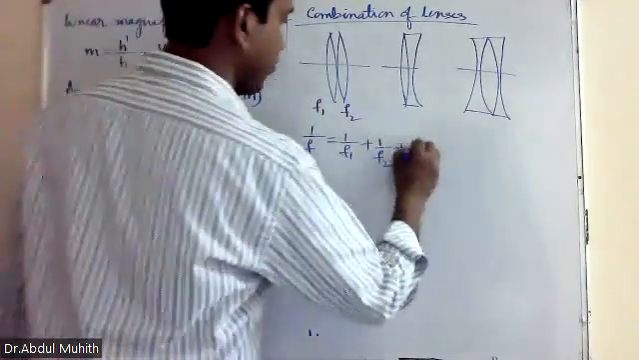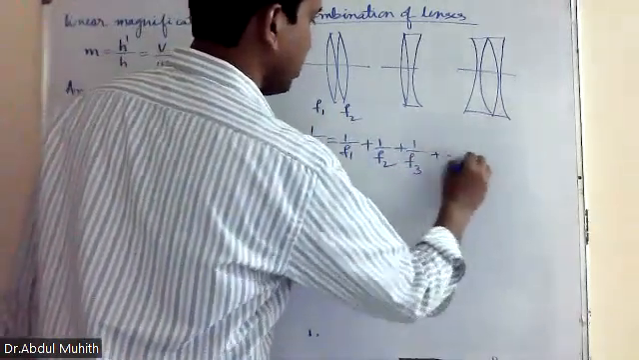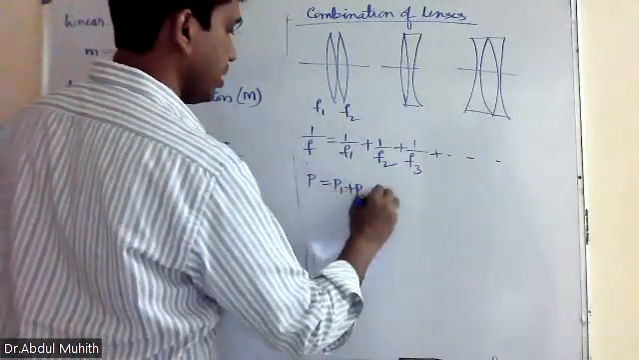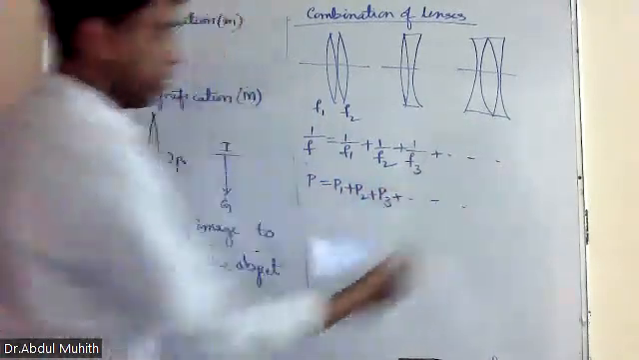Like this, we carry on. If there are more than two lenses, we just add them. Or we can also write P is equal to P1 plus P2 plus P3. Keep on just adding the power of the lens.